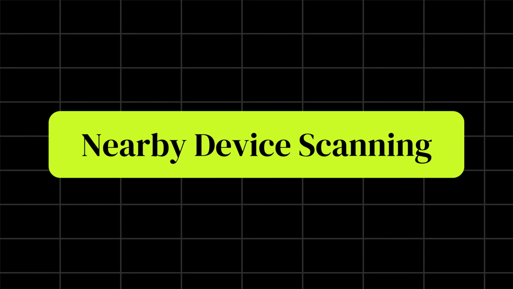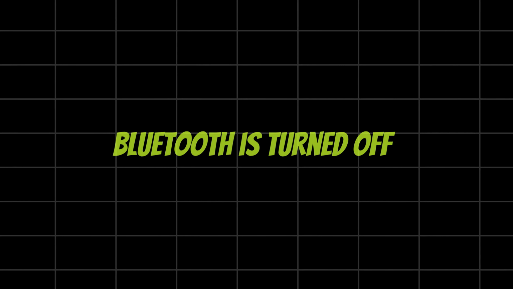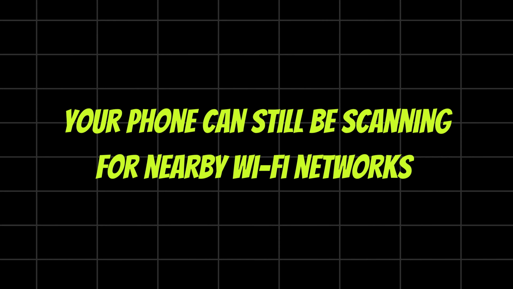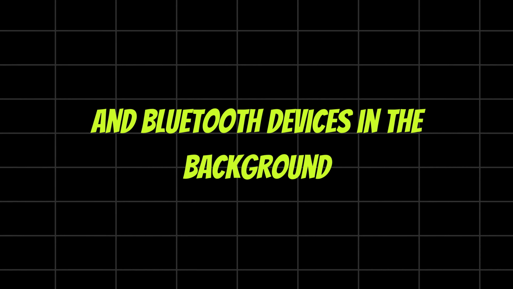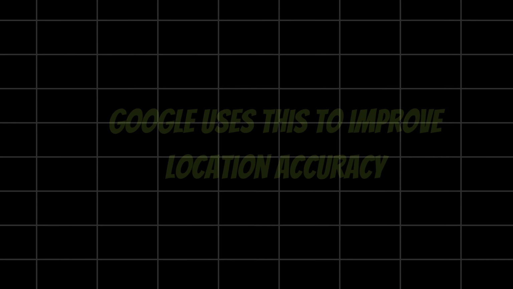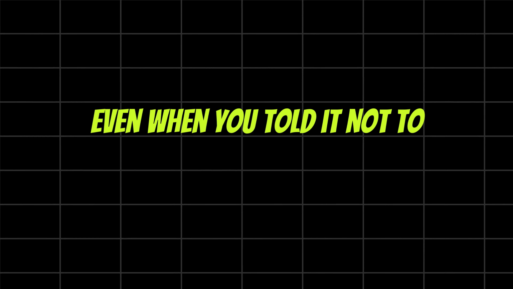The last one surprises people every time. Even when your Wi-Fi is turned off and your Bluetooth is turned off, your phone can still be scanning for nearby Wi-Fi networks and Bluetooth devices in the background. Google uses this to improve location accuracy, but it also means your phone is constantly looking around even when you told it not to. Here's how to stop it.